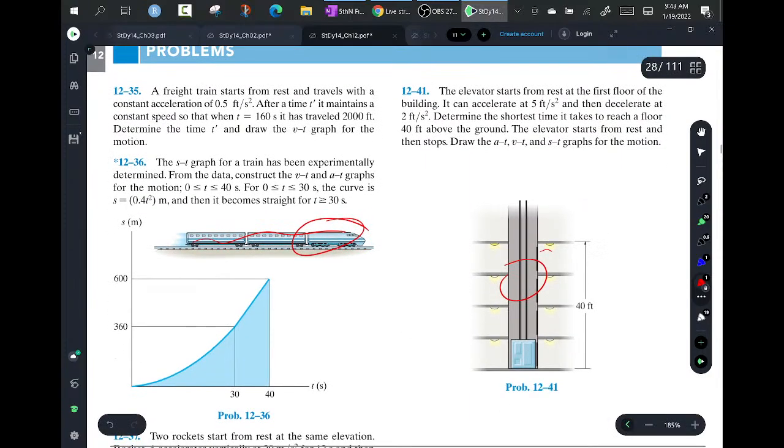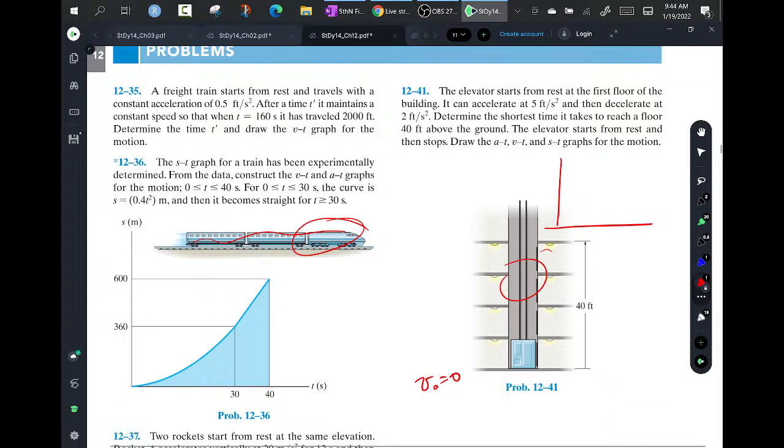So here he's giving you the elevator starts from rest. Okay, so here's the thing. If it starts from rest, it accelerates at 5 feet per second squared. So here he's telling you, I want you to construct this thing. And then decelerates, so he starts at 5, then he decelerates. Okay, 5 minus 2. You can accelerate, then decelerate. Determine the shortest time it takes to reach a floor 40 foot above ground.